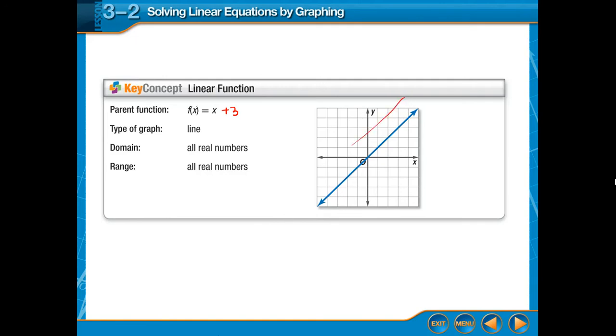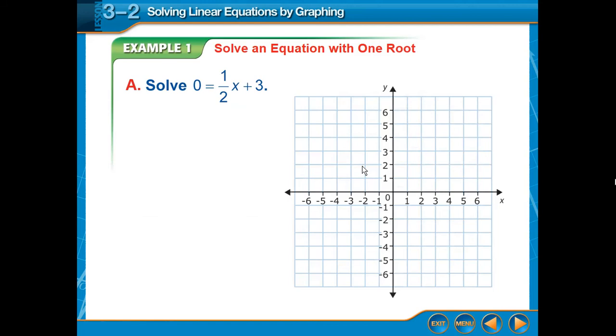Okay, so for the parent function f of x equals x, the domain is all real numbers and the range is also all real numbers. So any value of x can be defined in any value of y. So if I want to use graphing to solve an equation with one root, there are 2 ways you can do it. One, algebraically, which is what we're going to focus on. Okay, but if we use algebraically, we're going to solve this like we would solve any other one. So we want to get x by itself.